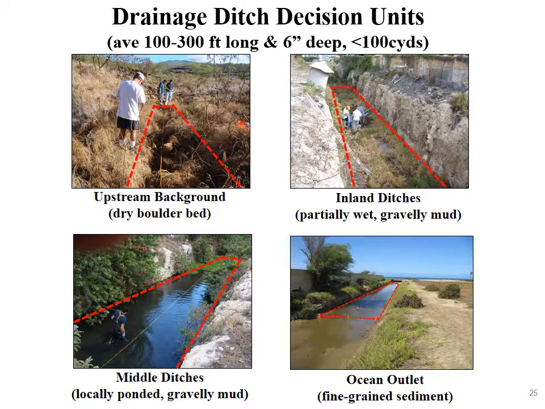So the drainage canals were split up into decision units for testing. Usually it's only a few inches of sediment in here. The DUs were typically 1 to 300 feet long, about 6 inches deep.